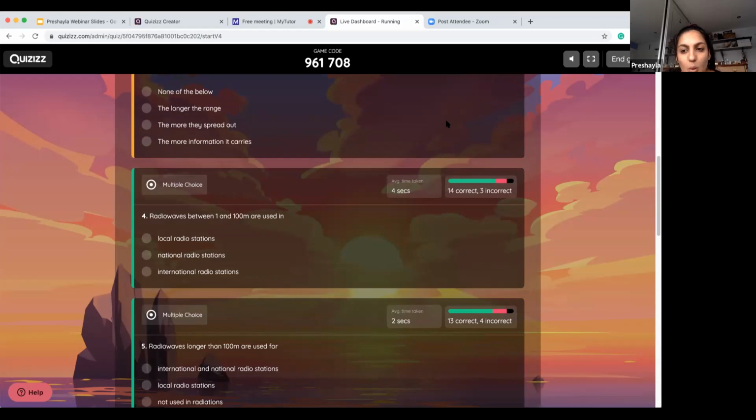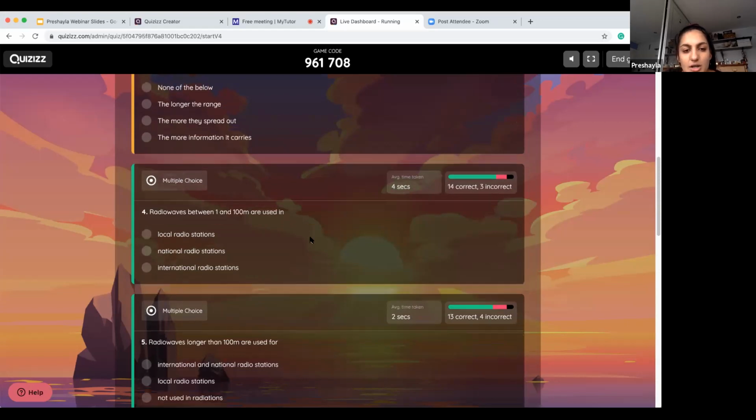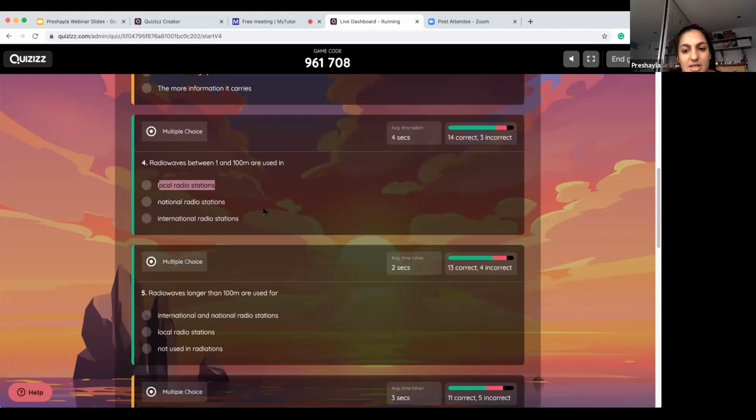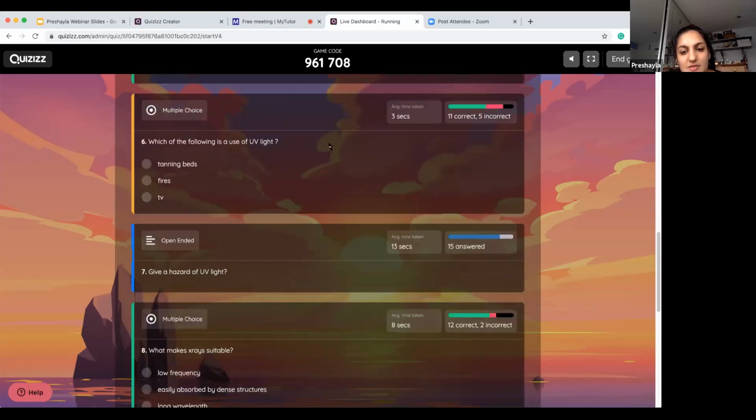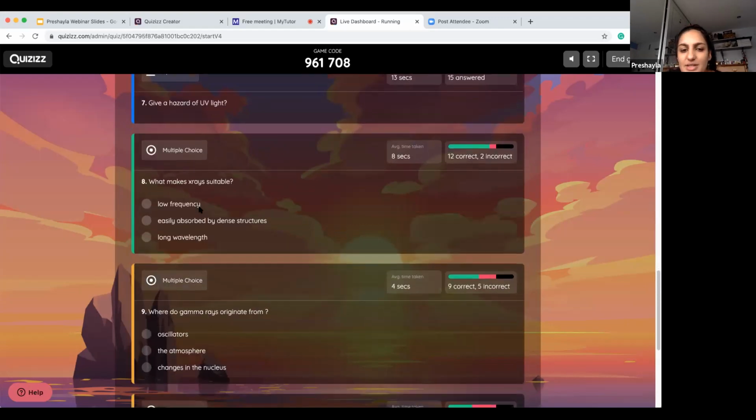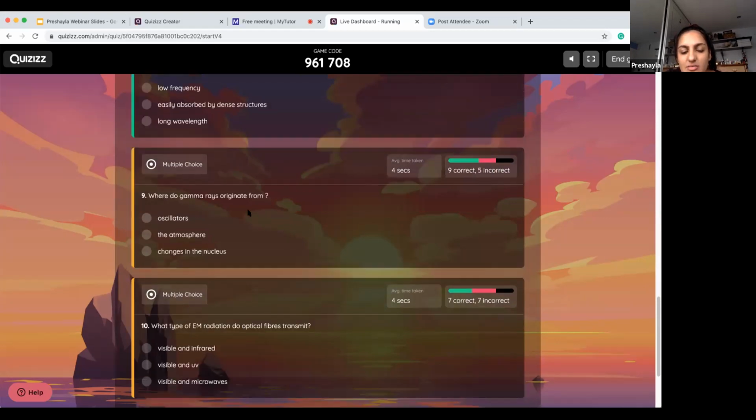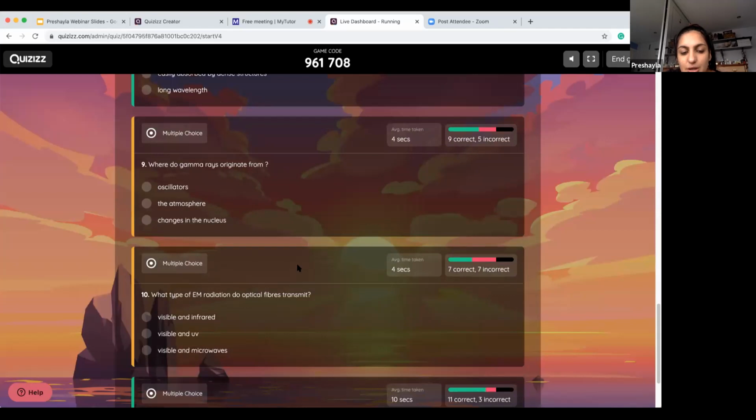Radio waves between 1 and 100 meters are used in local radio stations, and radio waves longer than 100 meters are used for international and national radio stations. Which of the following is a use of UV light? Tanning beds. What makes X-rays suitable? They are easily absorbed by dense structures, as we know now. Where do gamma rays originate from? That's changes in the nucleus.